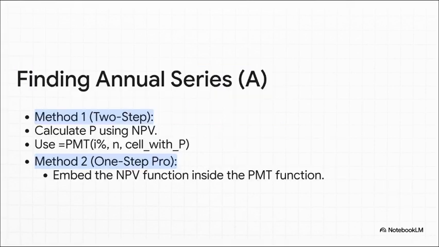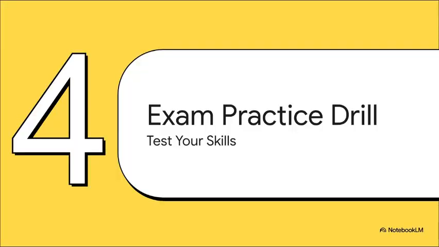So what if the question asks you to find an equivalent annual series, the A value, for the whole project? Well, you've got two options. The simple two-step way is to first find the total present worth using NPV in one cell. Then, in a second cell, use the PMT function to spread that P value out. Or, if you want to get fancy, the pro move is to embed the entire NPV calculation right inside the PMT function. It's all one formula. Super clean, super efficient.